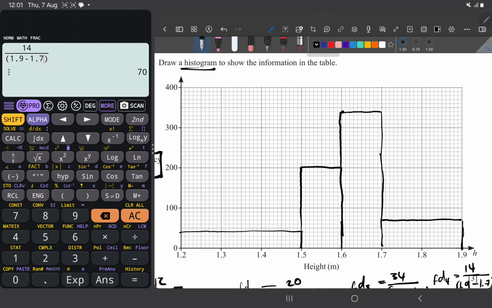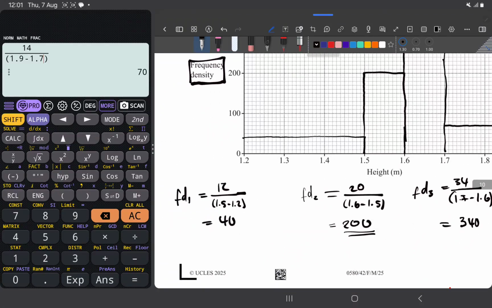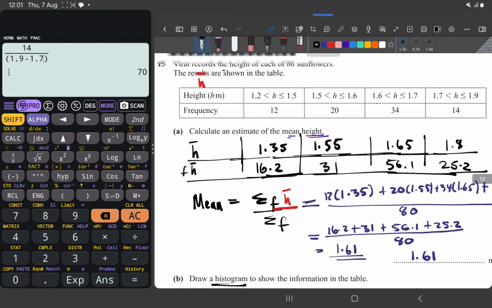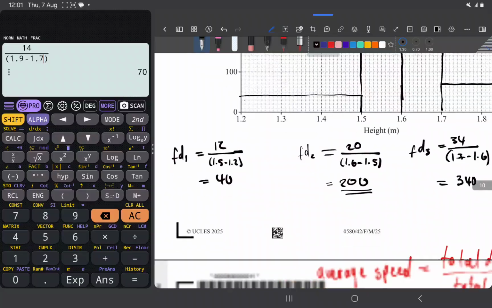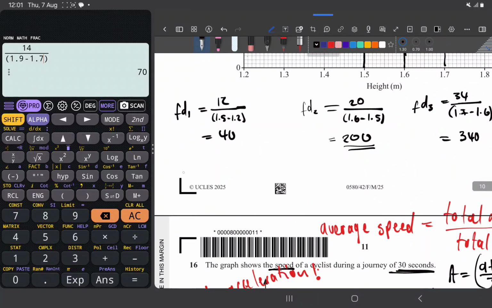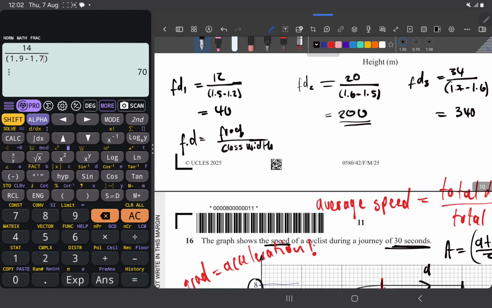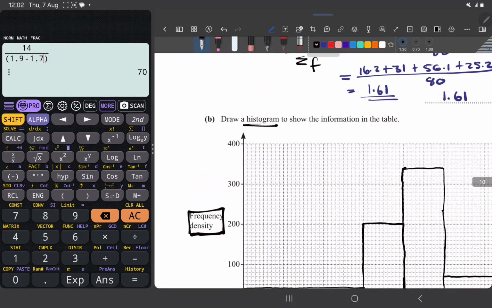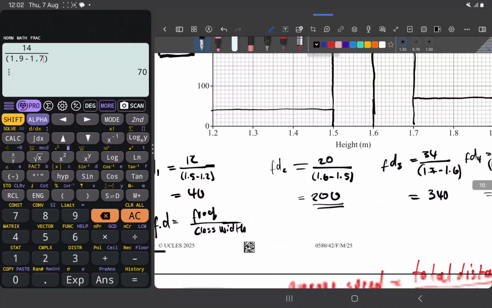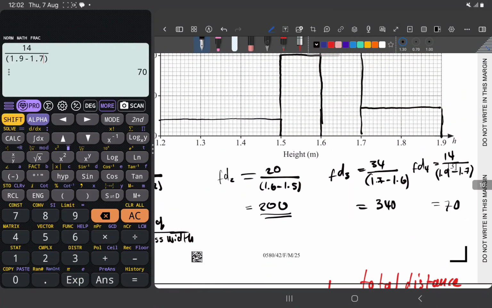So for you to plot a histogram, you need frequency densities, which you calculate, and you sketch them against these classes. Remember, frequency density is equal to frequency over class width. To get the class width, you say upper bound minus lower bound of that class. Then you have the frequency density, and you are done with the histogram. You get all your marks. That is it. We're going to meet in the next video. Goodbye for now.